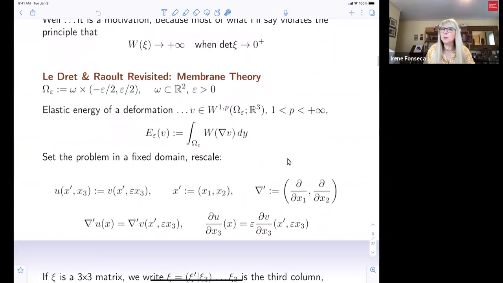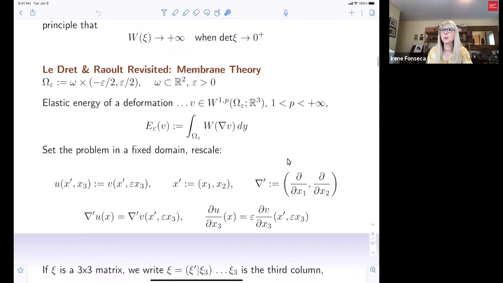Okay, so let's start with Le Dret and Raoult, and let me revisit that because that was the starting point of all this analysis. Let me remind you, this is your domain, a thin domain, with thickness epsilon and middle plate little omega. That's your energy. Your function is in W^{1,p}, and I'll keep p bigger than 1, because for p equal to 1 it's a completely different ball game. You're going to end up in BV and all that. I don't want to go there. So let's keep it in the W^{1,p} setting.